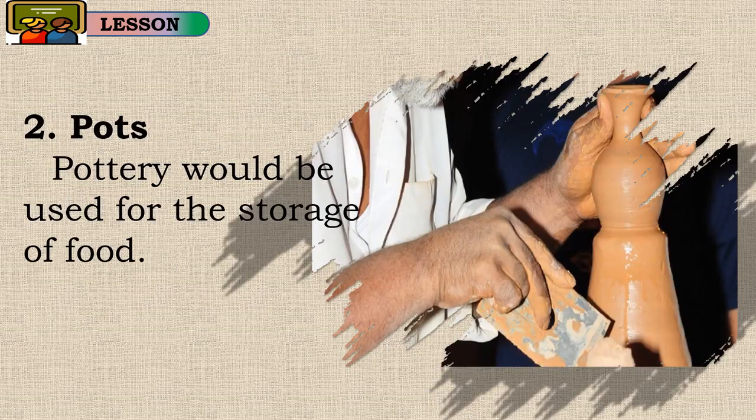Pot. Pottery would be used for the storage of food. A hole would be dug in the ground to keep the pot. The common method of making this was wheel throwing.